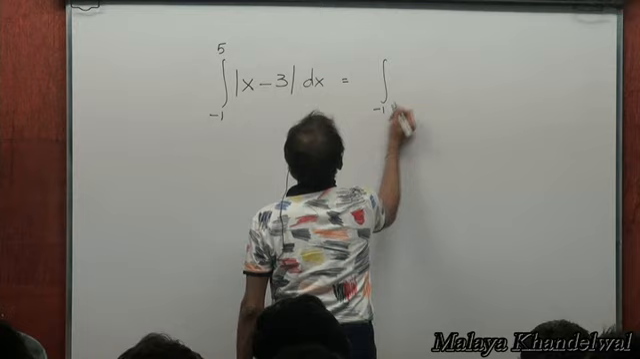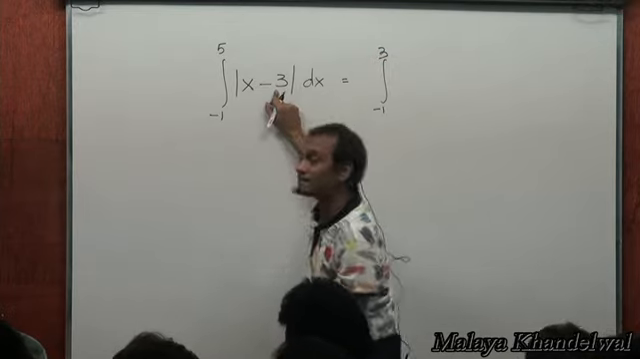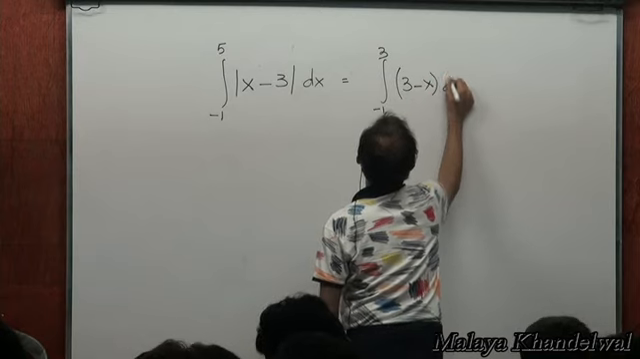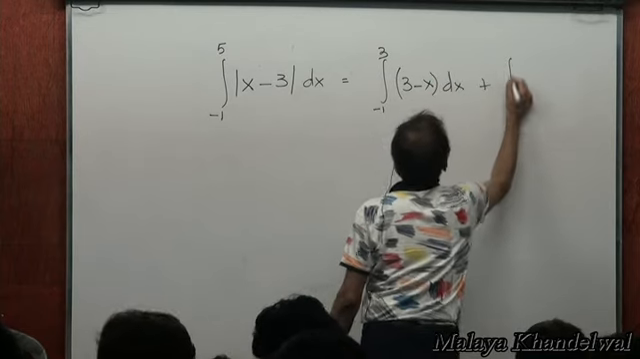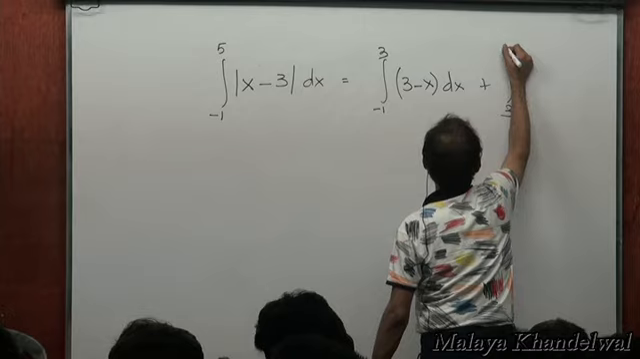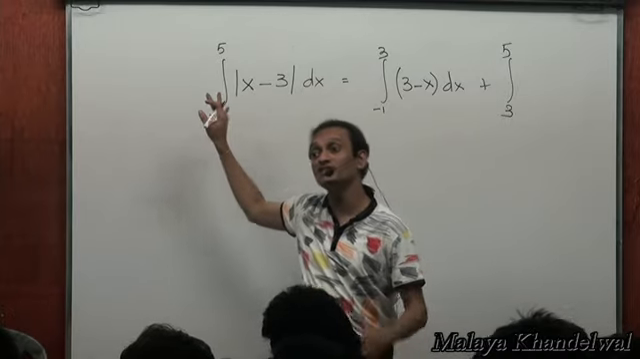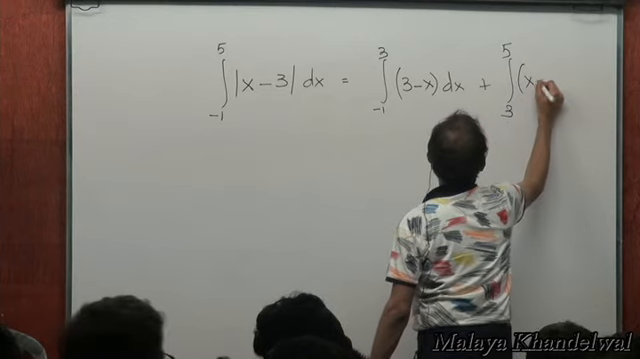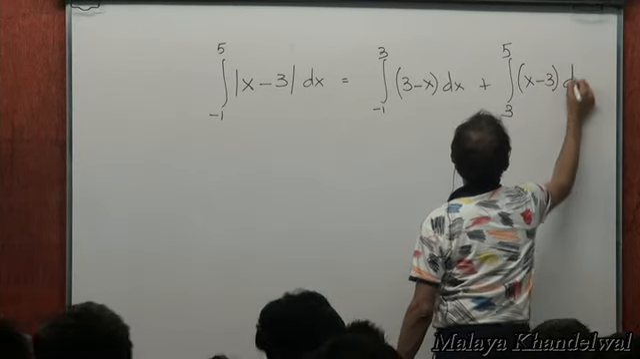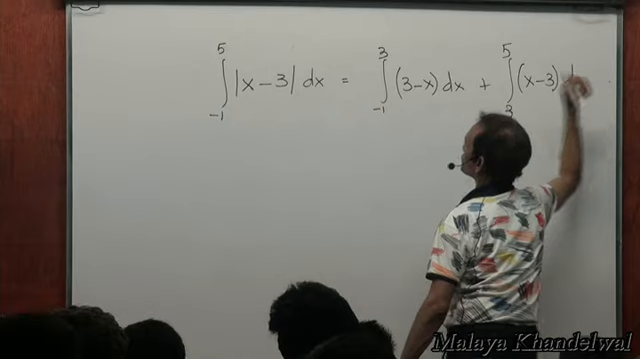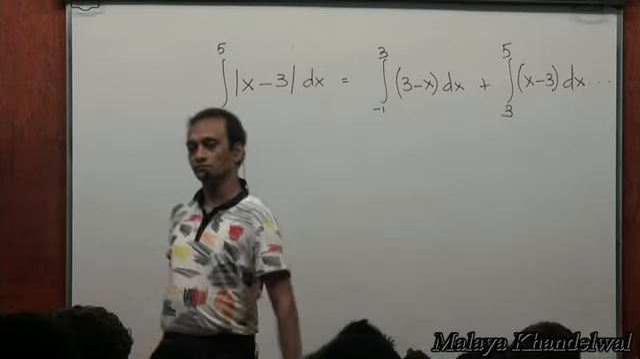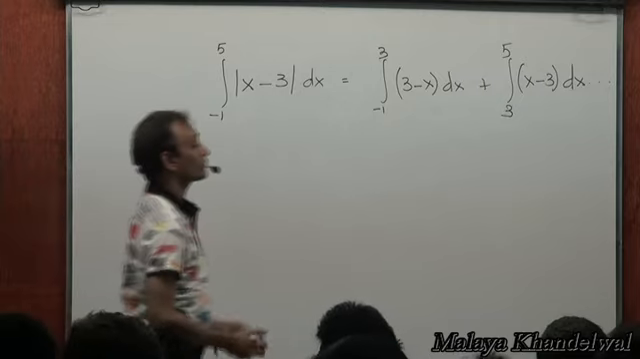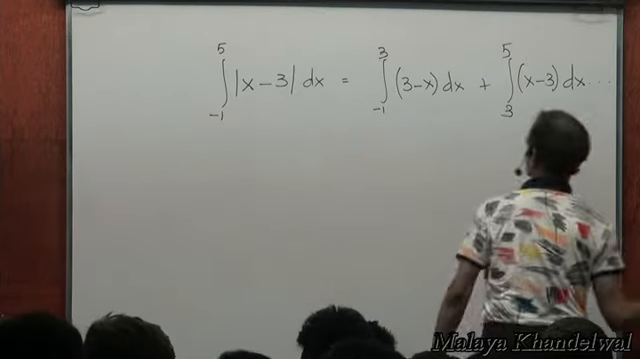So minus 1 to 3 is x less than 3, and it's going to be rendered as 3 minus x dx. And then 3 to 5, when x is greater than 3, mod x minus 3 will be x minus 3. Yes or no? Simple, na?